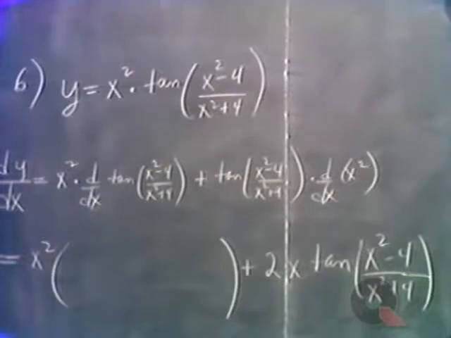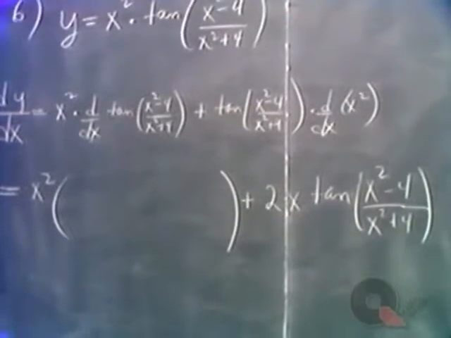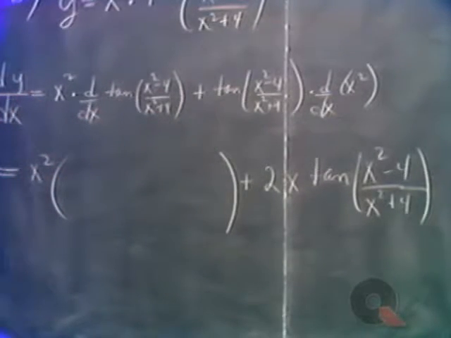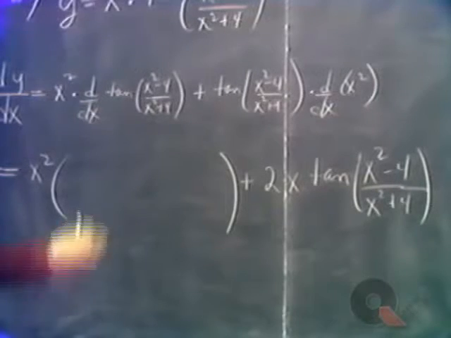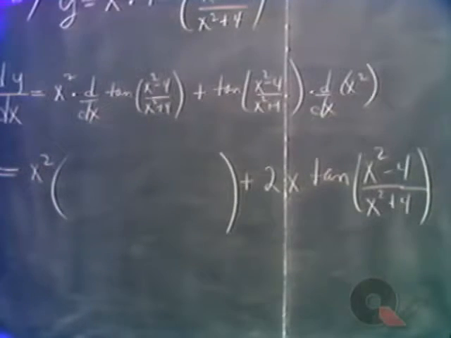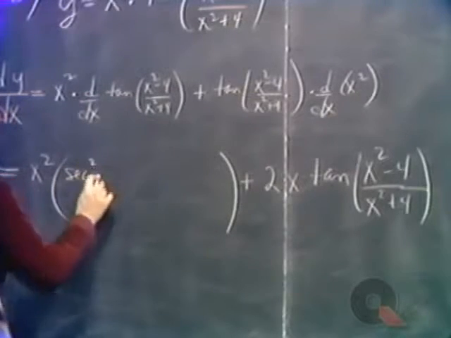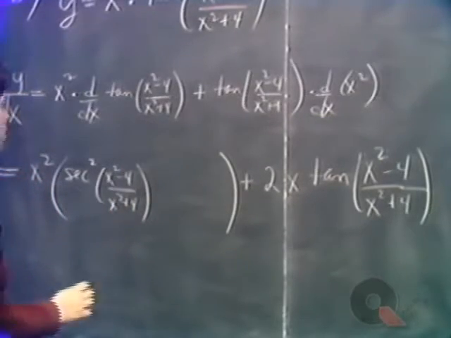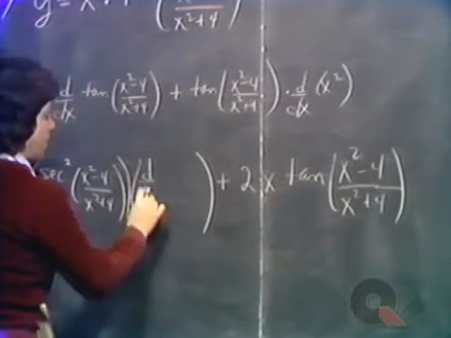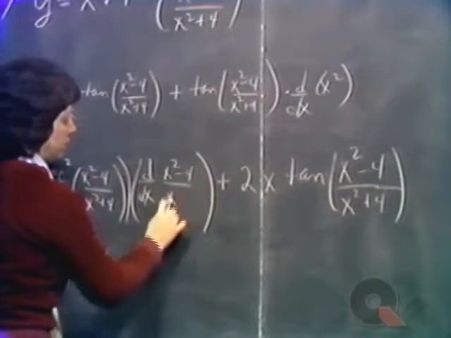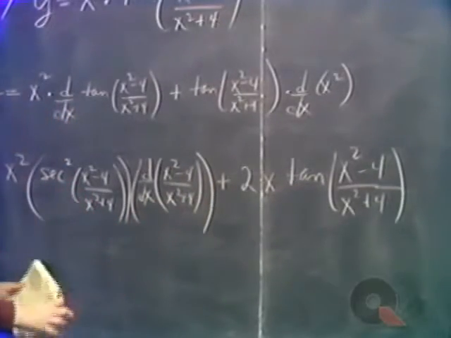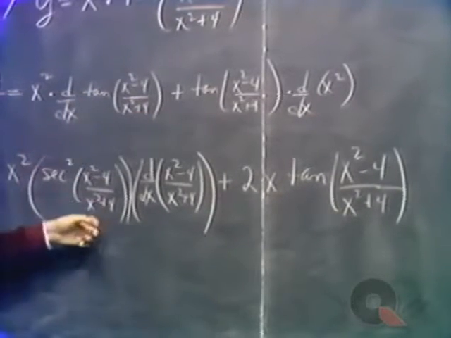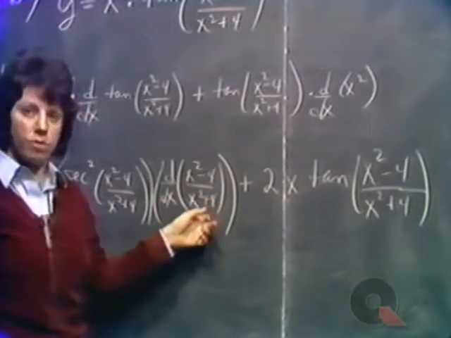Okay, now here is the more complicated part. We have the derivative of tangent of something. Don't let the quotient bother you at this stage. We're talking about tangent of something. The derivative of tangent of something is secant squared of the something times the derivative of the something. Derivative of tangent of anything is secant squared of that something times the derivative of the something. And at this point, we're going to need the quotient rule.